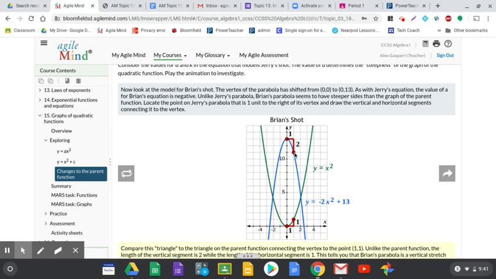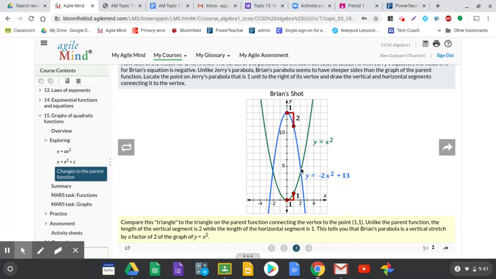So think about slope. Something with a slope of 2 over 1 is steeper than something with a slope of 1 over 1. So that's why Brian's parabola is also a vertical stretch. And we say it's a vertical stretch by a factor of 2. Okay, so that's where our A value went from a 1 to a 2, right? And the negative just means it's going to be upside down, but the 2 stretches it.